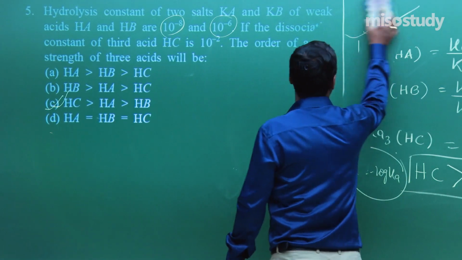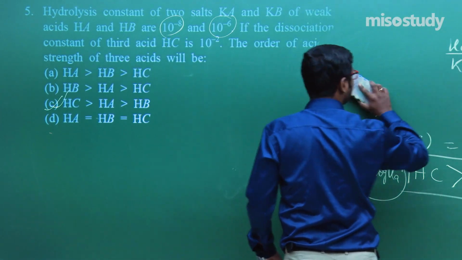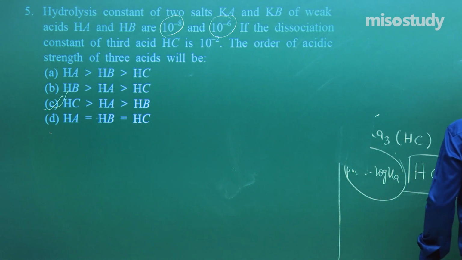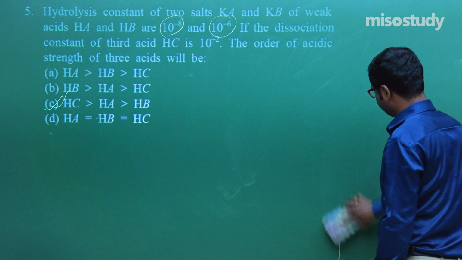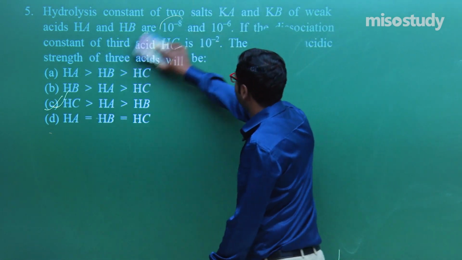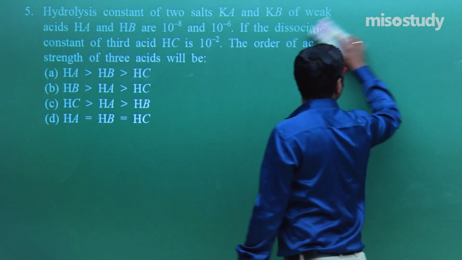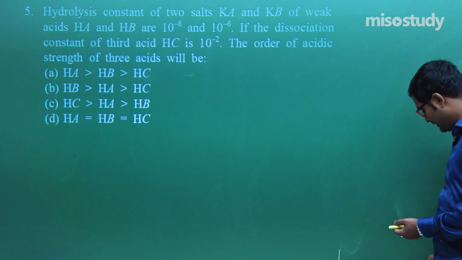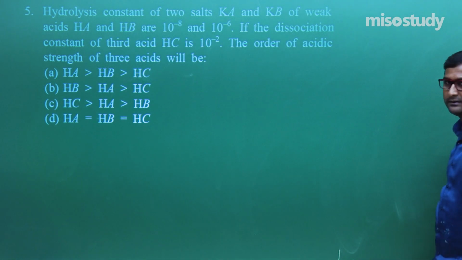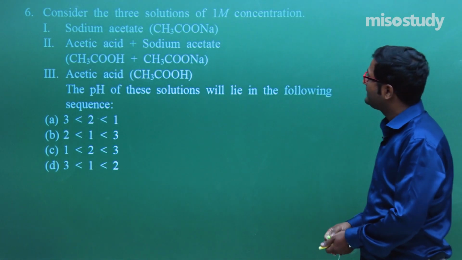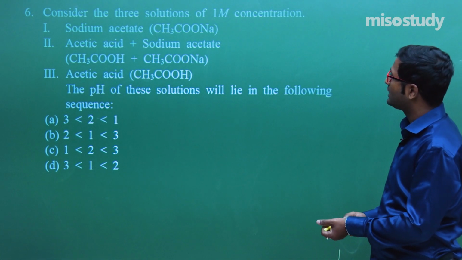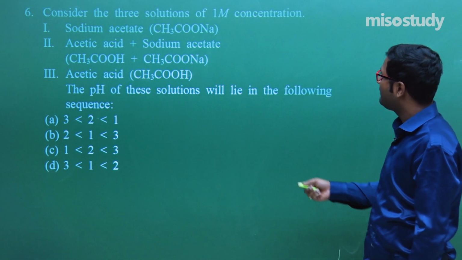Clear? I'm going to rub this part and we'll discuss the next one. Wait for a moment. Now move towards the next hurdle. Wait for a moment, friend. The next hurdle is, look at question number 6. Consider the 3 solutions of 1 molar concentration, sodium acetate.